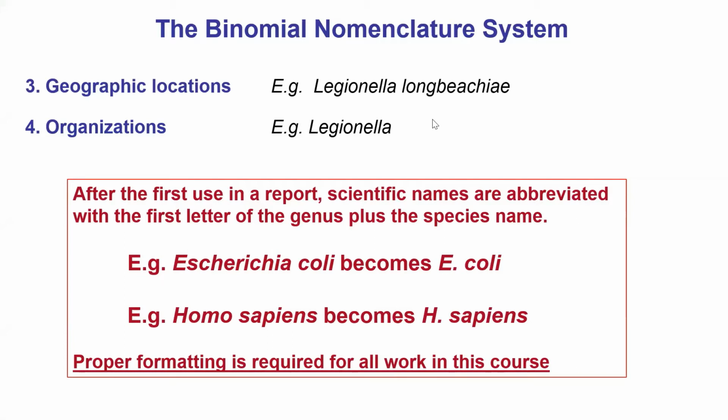This is a big reminder that on all of your reports and all of your work in this course, you do this properly. So you're going to have two names, the genus name and the species name. Both of them are going to be in italics. If it's handwritten, you can underline it instead. That is totally acceptable. You can use abbreviations, so the genus can be abbreviated by letter.